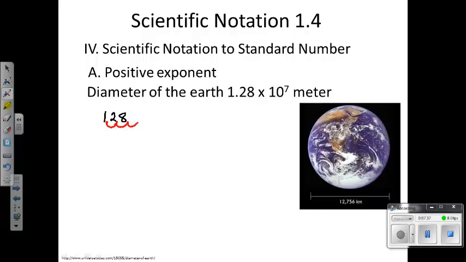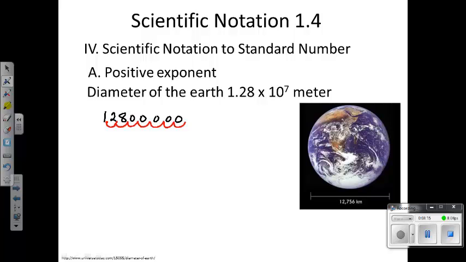1, 2, 3, 4, 5, 6, 7. So I'm going to take away the 7 by adding 5 zeros to the number. So now I took the decimal point from between the 1 and the 2. I put it at the end of the number, reducing the 7 to 0, and now because I'm going right, the exponent is going down, right? So 7, 6, 5, 4, 3, 2, 1, 0, right?